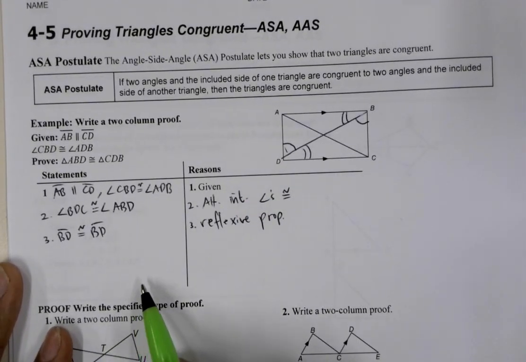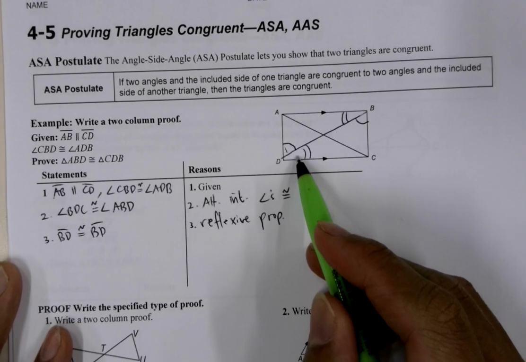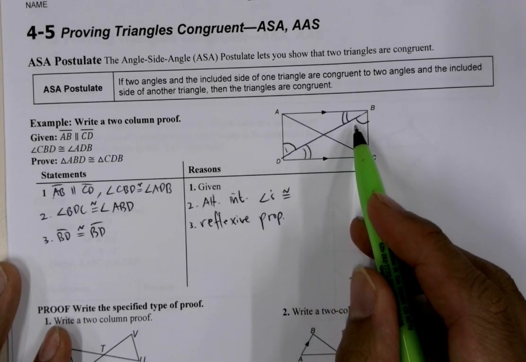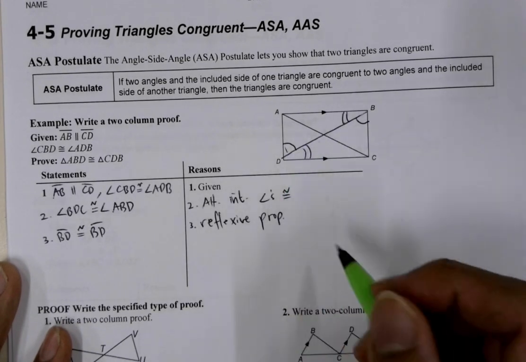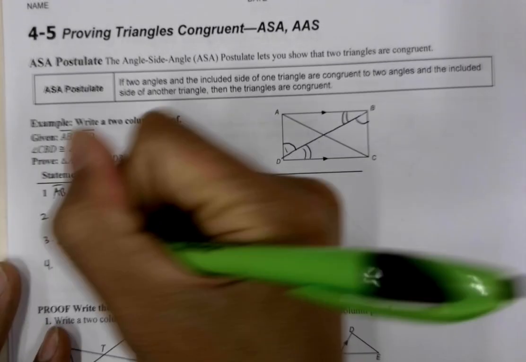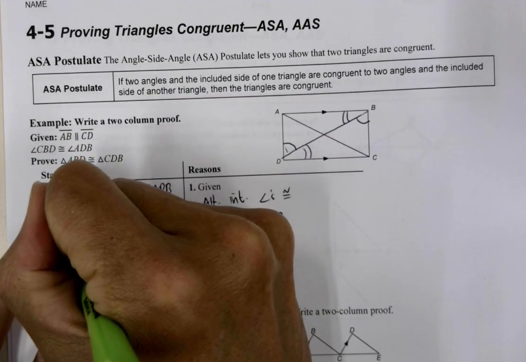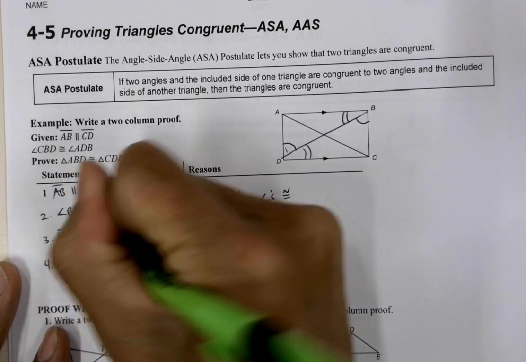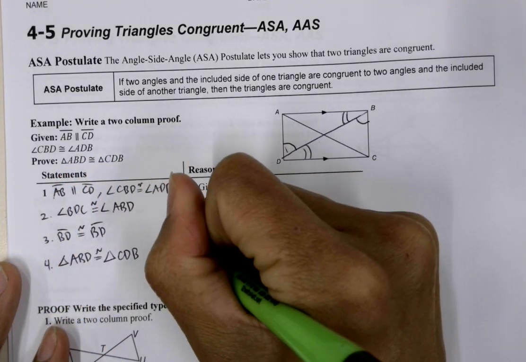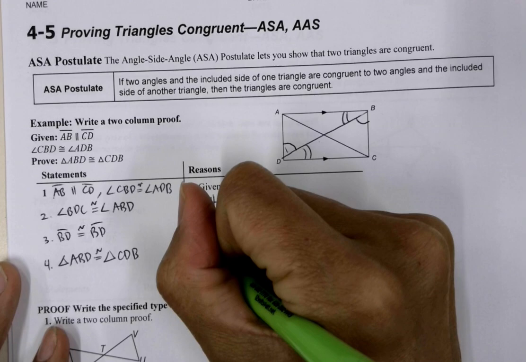And so now that we've done that, well, we have angle, side, angle. Angle, side, angle are congruent in the two triangles. So we can say that triangle ABD is congruent with triangle CBD. And the reason is going to be ASA.